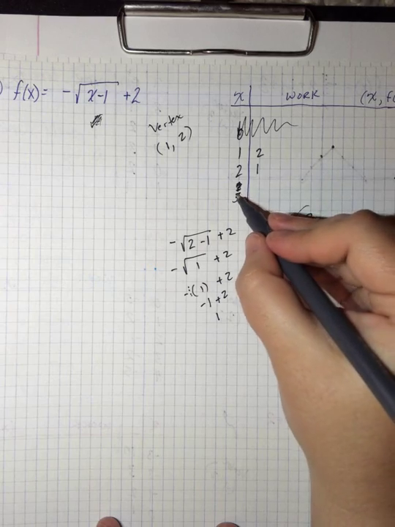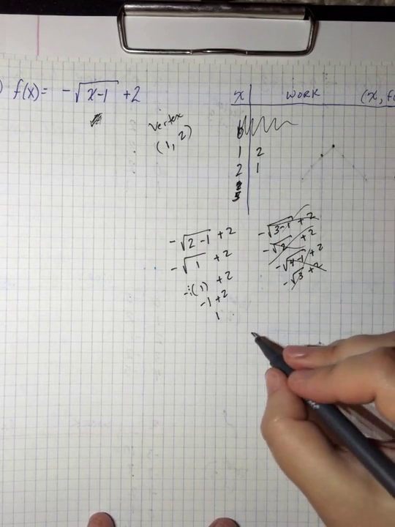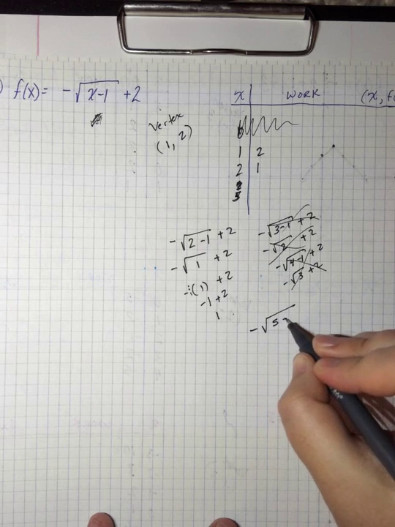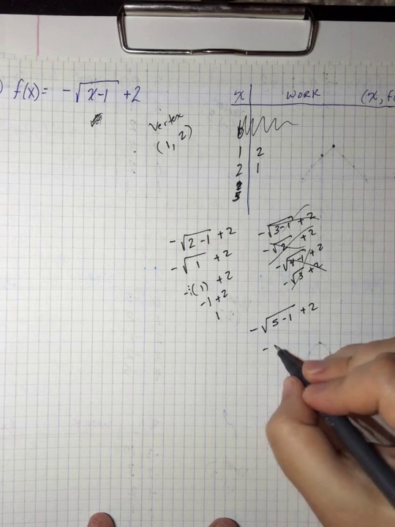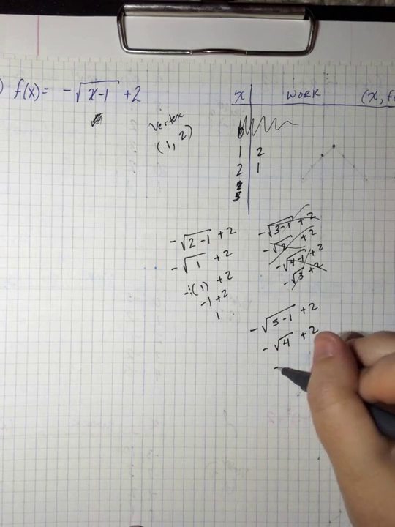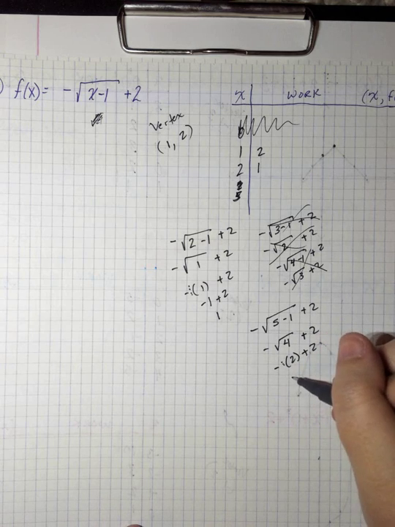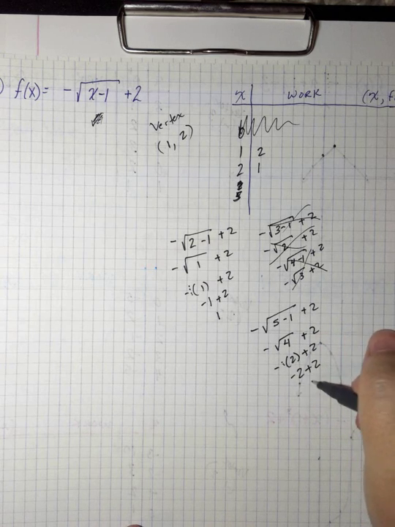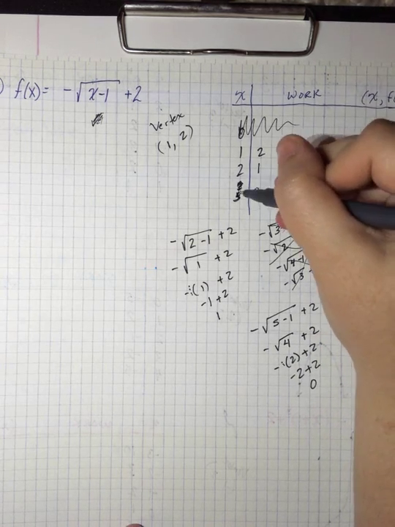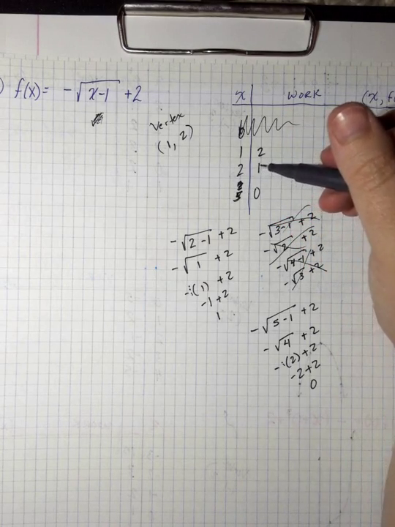Let's plug in a 5. Okay. Well, if I plug in a 5, 5 minus 1, hey, I like 5 minus 1 because it gives me a 4. And I know the square root of 4 is a 2. Then I can multiply that 2 by that -1. Then I can add, and I get a 0. So that's how I get at least 3 points here. I've got to find the ones with perfect squares.